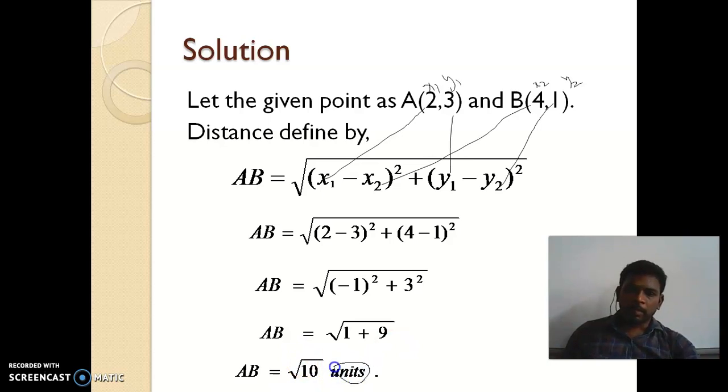Because we are finding the distance only, the distance may be meter or centimeter or millimeter, whatever it is. So we can represent the final answer generally as units. So root of 10 units.